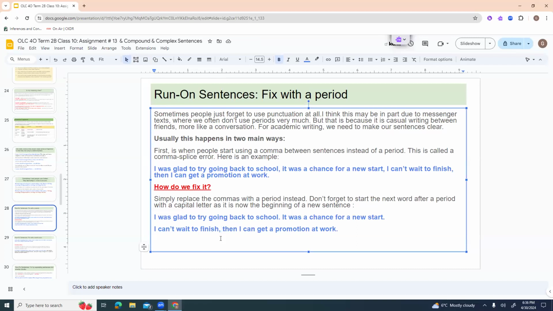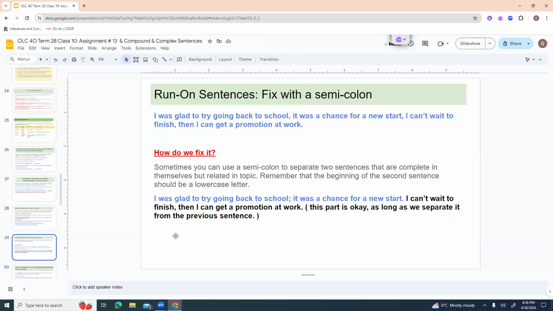But the whole thing doesn't have to be. Okay. I can also fix it with a semicolon. Remember that we've got sort of three-ish sentences here that have been kind of jammed into one, so we have to be kind of mindful of that. You can use a semicolon to separate two sentences that are complete in themselves, but related in topic. Remember when you do that, the beginning of the second sentence should be a lowercase letter.